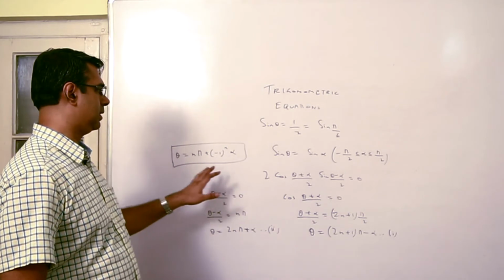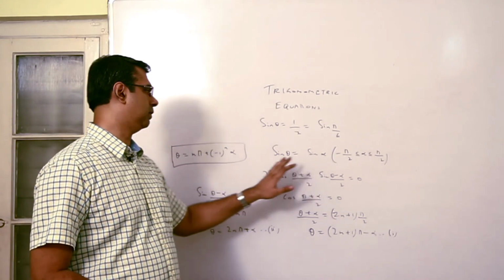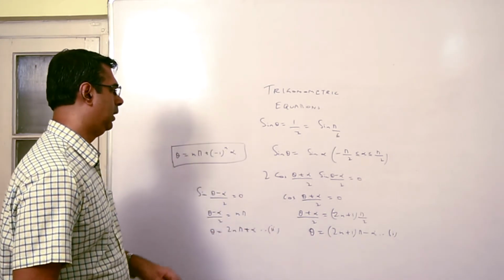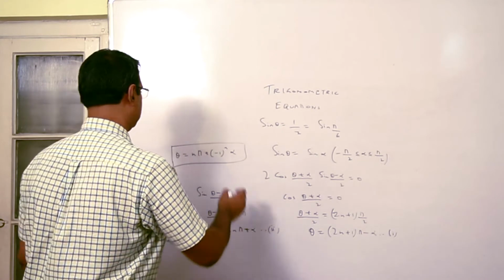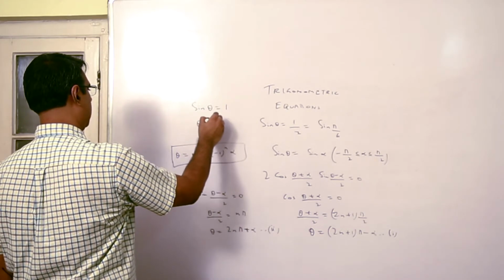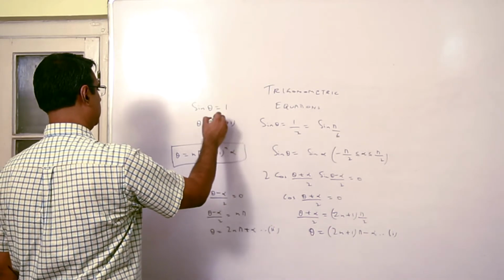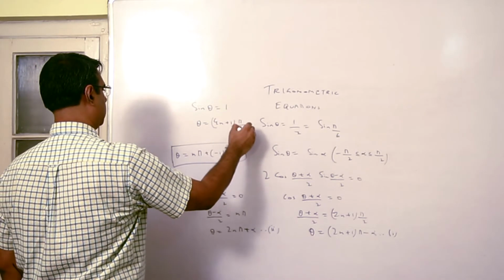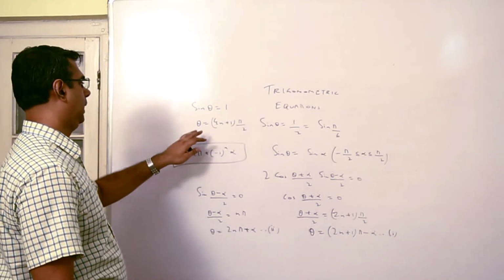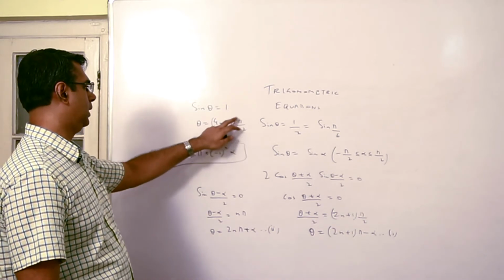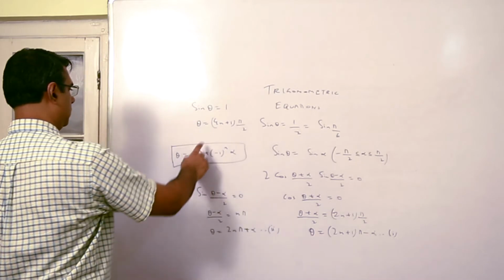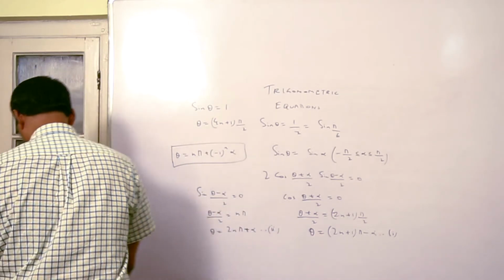Now in all cases of sine theta equal to sine alpha, you will use this formula, but there is only one case where you will use another direct result. If you are told that sine theta is 1, then you will use theta is equal to (4n plus 1) into pi by 2. For any multiple of 4 plus 1 into pi by 2, the sine is always 1. So only when sine theta is 1 you will use this. In all other cases you will use this.